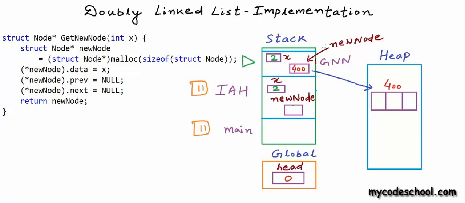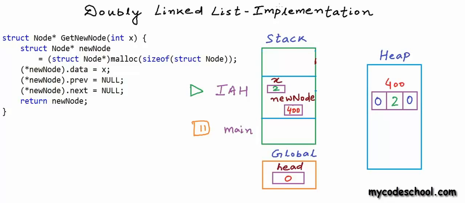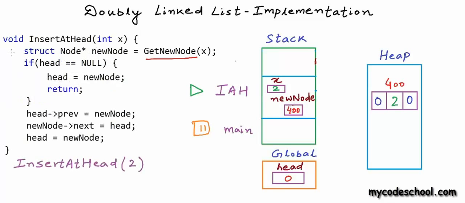Okay, so now what we are doing is using this pointer new node, which is local to get new node function. We are accessing this node, filling in data, filling in address fields, and now we are returning this address 400. Now when get new node is finishing, I'm collecting the return, this address 400, in this local variable new node. We are returning back to insert at head function at this line.